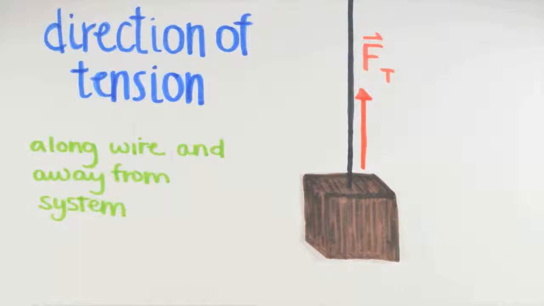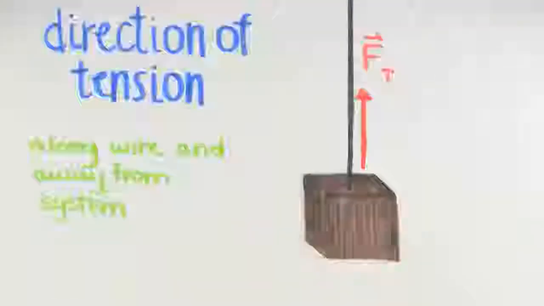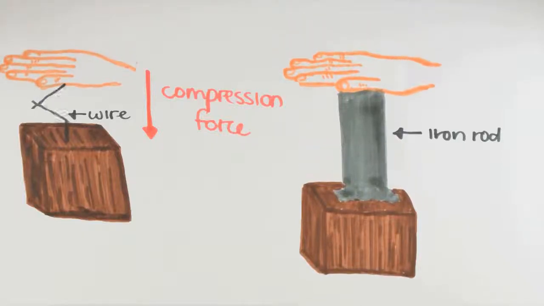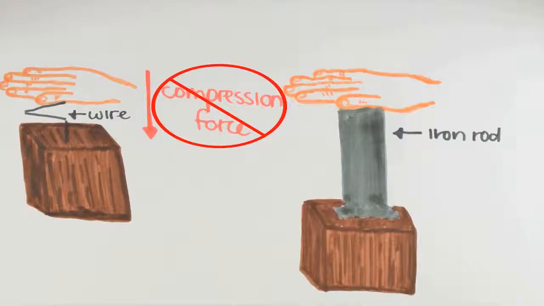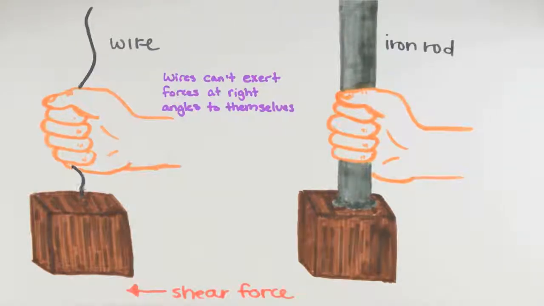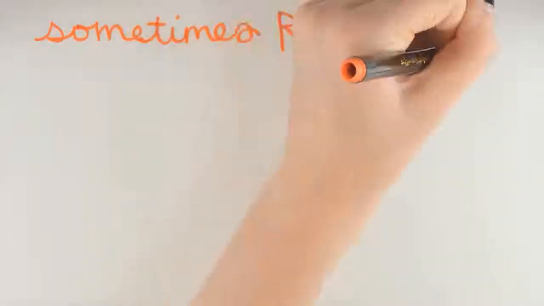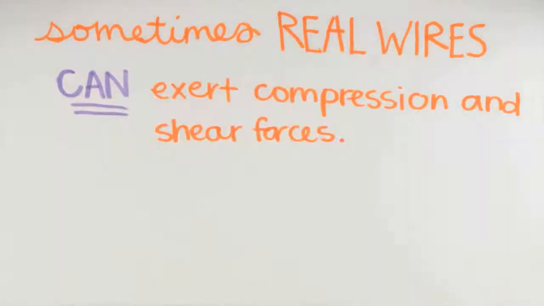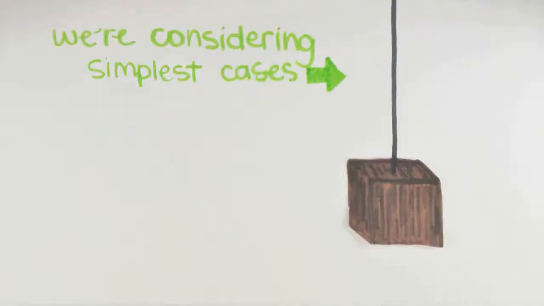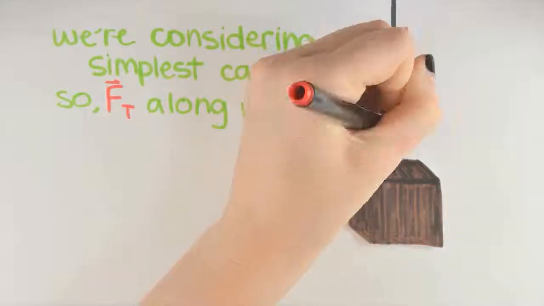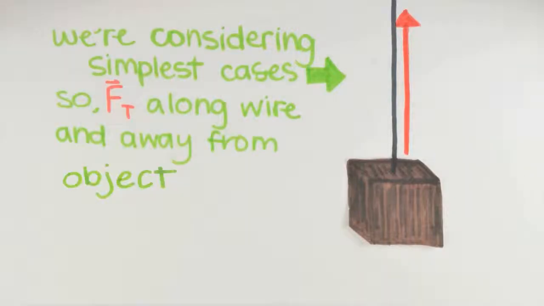In our discussions, this is the only direction that a wire can exert a force. You can't push a wire, wires can't exert compression forces, and you can't exert a sideways shear force with a wire. Now, sometimes real wires can exert compression or shear forces. However, we're considering only the simplest cases involving wires here, so the tension force along the wire, away from the object, is the only wire force we'll consider.